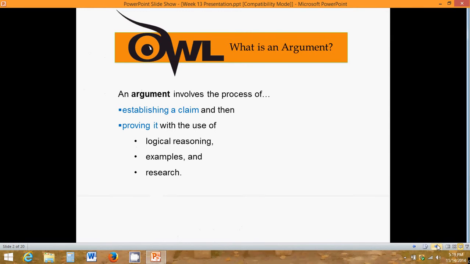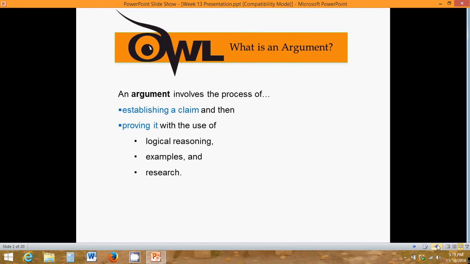The first thing we want to look at, of course, we know that we're working toward building a research paper that argues a point of view. And so I think it's important to understand what an argument is and how it's a little bit different than a persuasive thing that we might have done in Composition 1. So an argument involves the process of establishing a claim, so that's in your thesis statement where you have a clear point of view, and then proving it with the use of logical reasoning, examples, and research.